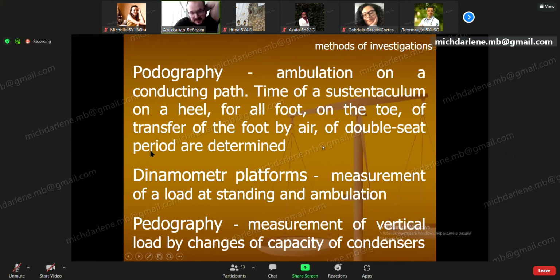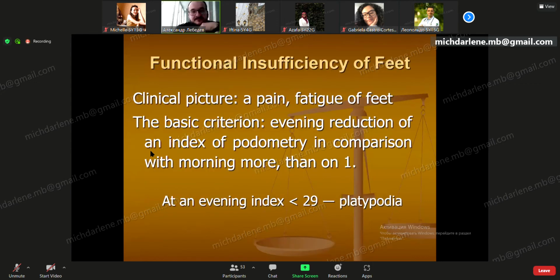If we speak about the methods when we examine them, we must use podography. We must use the dynamometer platforms and pedography. When you ask your patient about the complaints, usually the main complaint is pain. It's a stiffness in the feet. Sometimes in the morning, sometimes the stiffness decreases per day, and usually in the evening.